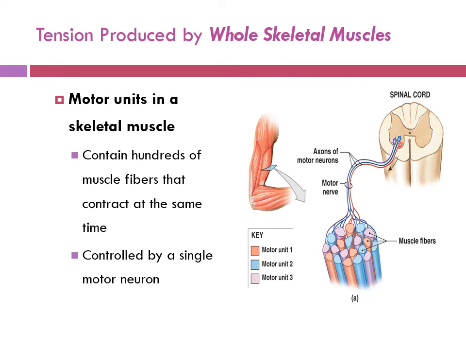So a motor unit is one nerve that's supplying hundreds of individual muscle fibers at the same time. So you have one nerve impulse and it creates all of these muscle fibers contracting at the same time, so they contract as a single unit.